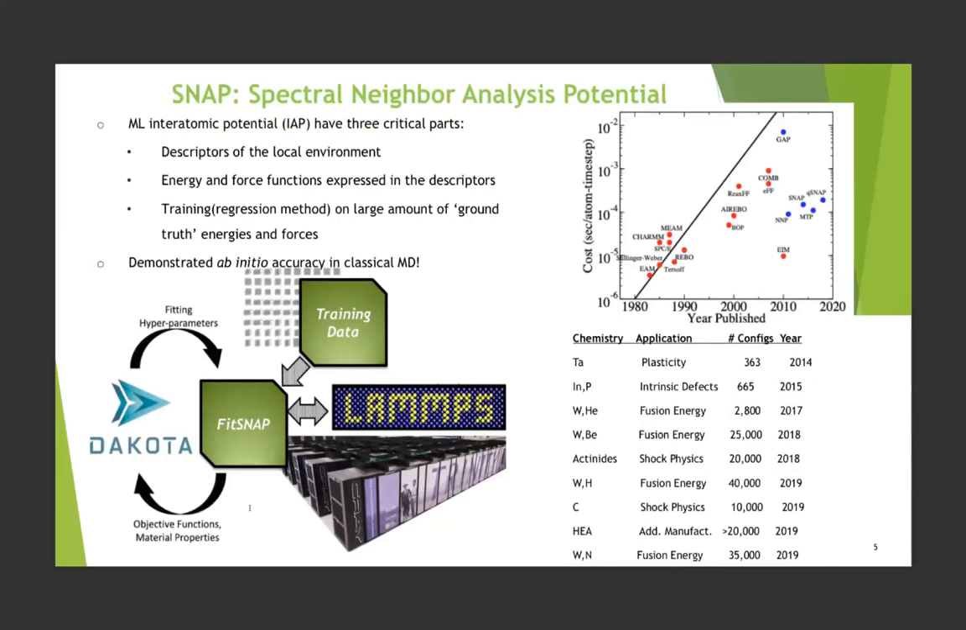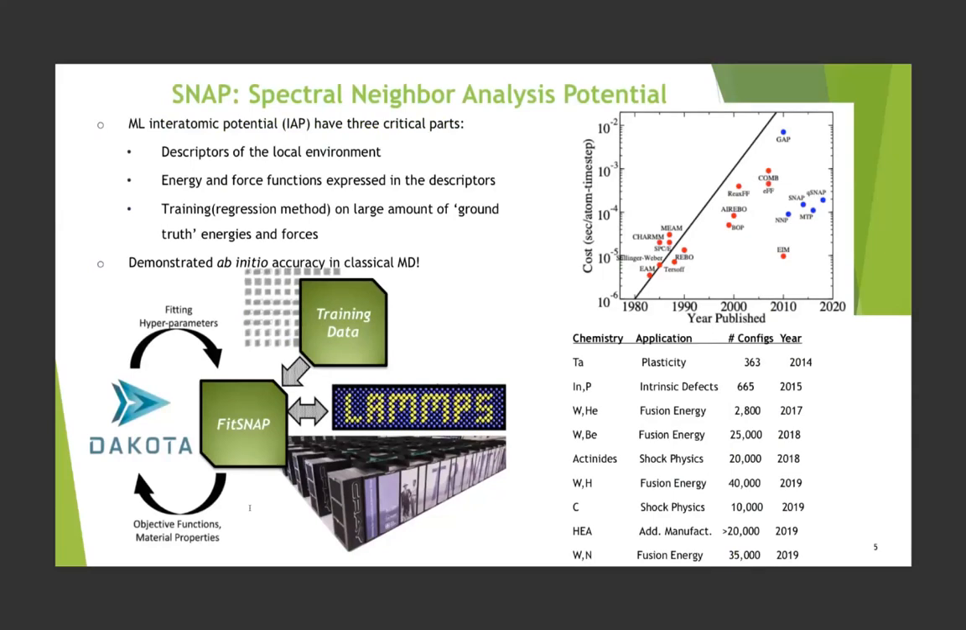At a high level, SNAP is a machine learning potential, and it's one of a whole class of machine learning potentials that have emerged over the last couple of years. I've characterized that class by the blue dots in the graph on the right. This is an interesting way to look at interatomic potentials in LAMMPS as a function of their computational cost and the year in which they were published.